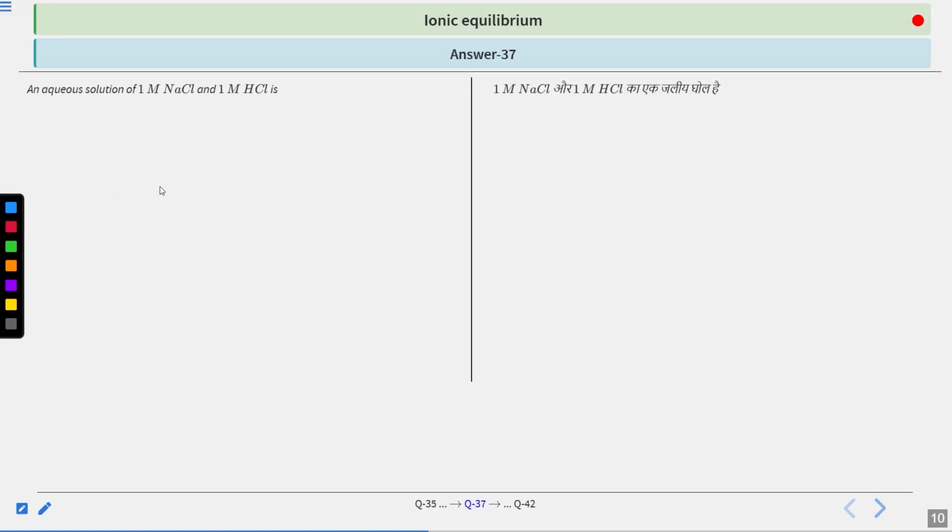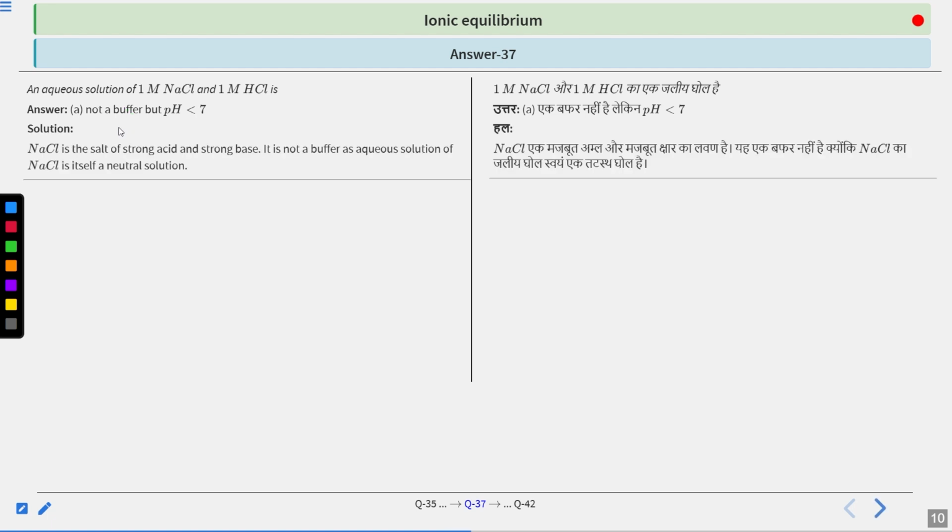So we are given an aqueous solution of 1 molar NaCl, which is a salt of strong acid and strong base, and a strong acid whose concentration is 1 molar. Right? So we are given an aqueous solution of these two things. So its pH will be, of course, less than 7, but it will not act as a buffer.